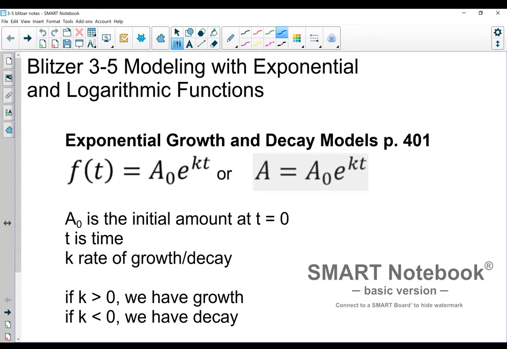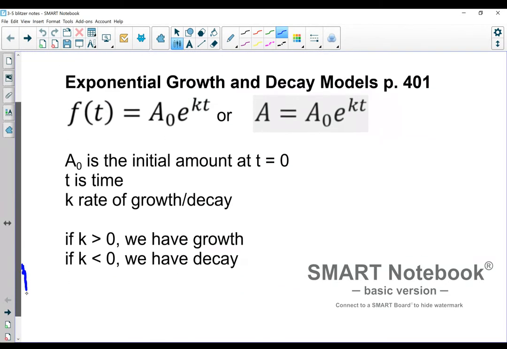3.5, modeling with exponential and logarithmic functions. So instead of using our Glencoe textbook, or going back to that previous textbook, the Blitzer book, it just does a much better job with 3.5, and that's where your assignment's coming from also.